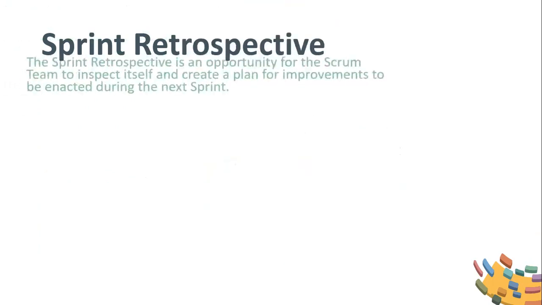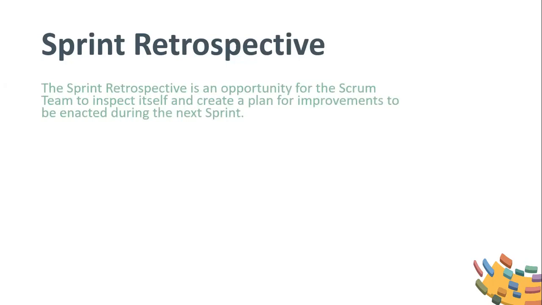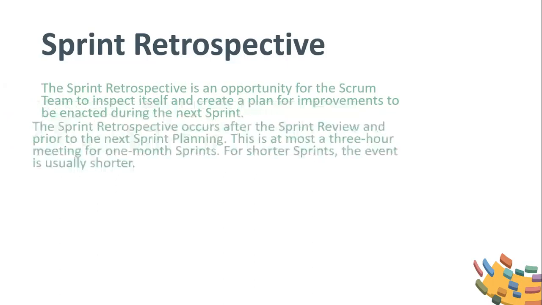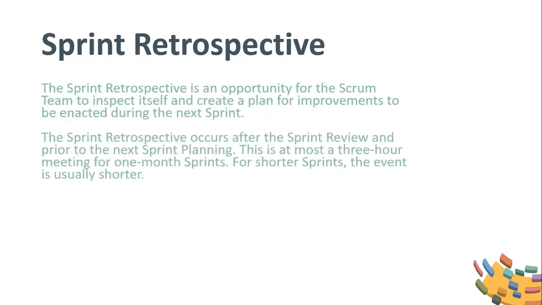Sprint retrospective. The sprint retrospective is an opportunity for the Scrum team to inspect itself and create a plan for improvements to be enacted during the next sprint. The sprint retrospective occurs after the sprint review and prior to the next sprint planning. This is at most a 3-hour meeting for 1-month sprints. For shorter sprints, the event is usually shorter.